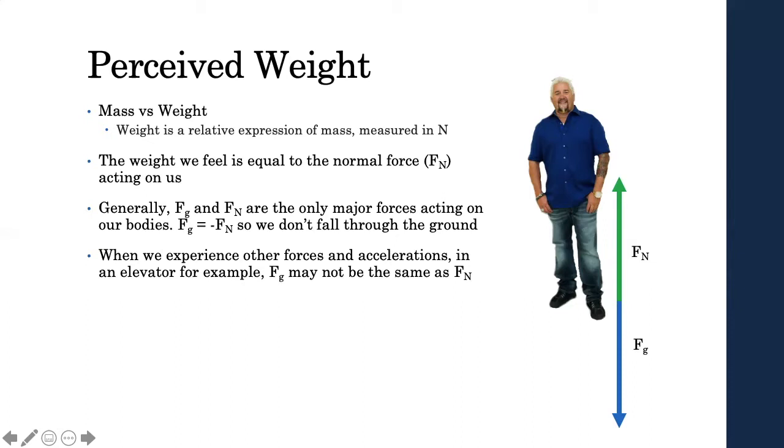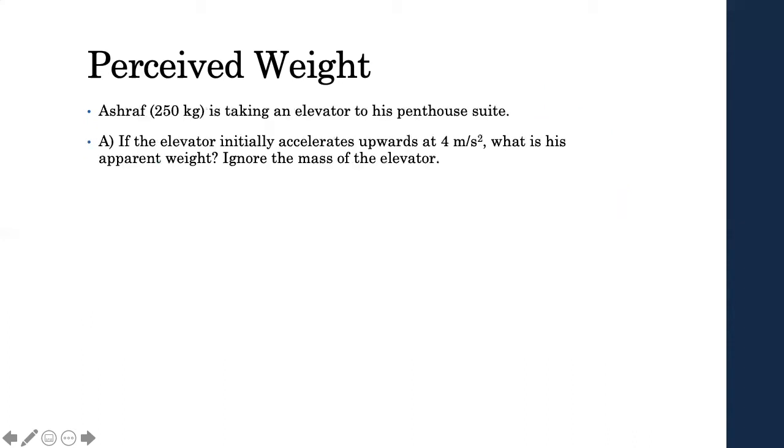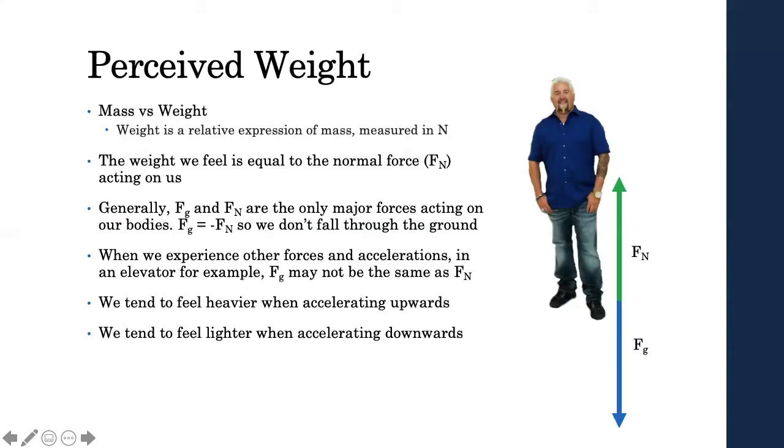So sometimes though, when we experience external forces and accelerations, there's a mismatch in gravity and the normal force, and that's how we feel lighter or feel heavier. So suppose you're in an elevator. You tend to feel heavier accelerating upwards. That's just the floor beneath you lifting up into your feet. And the opposite is true when falling downwards because the floor is escaping from beneath your feet.